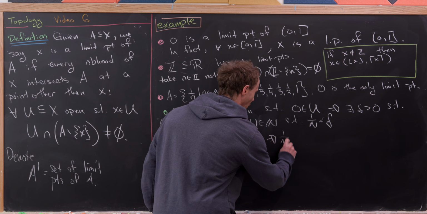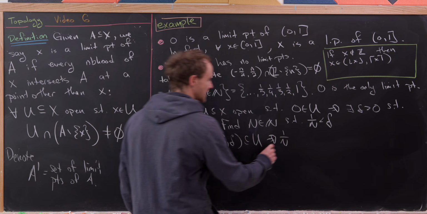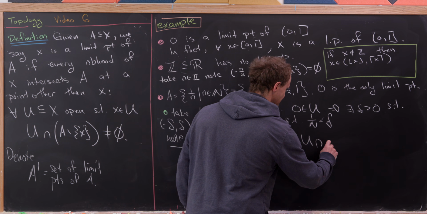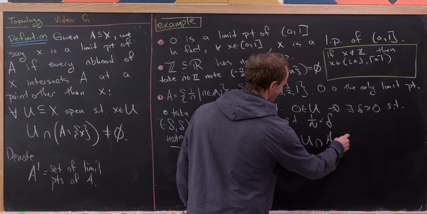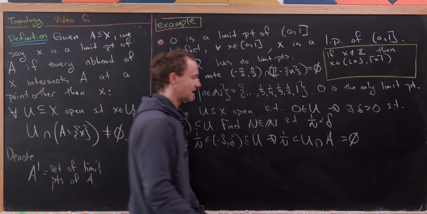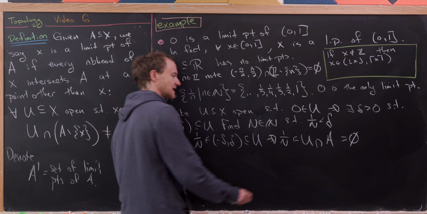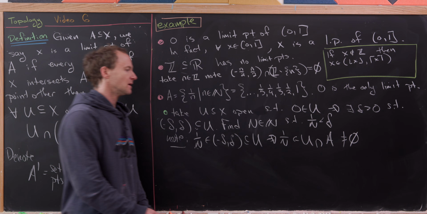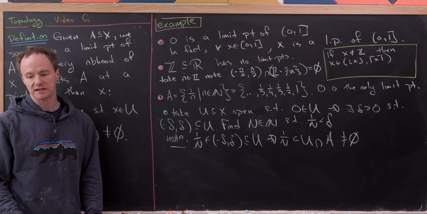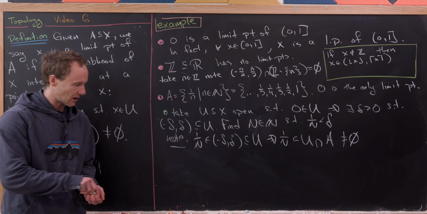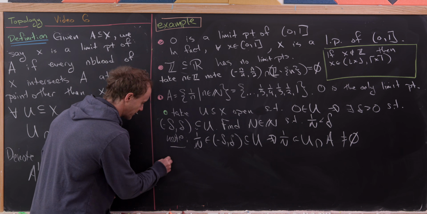That tells us that 1 over n is inside of U intersected with A. But I guess A minus 0 and A are the same here, since A does not contain 0. But I guess that's the condition that we needed for 0 to be a limit point. Now let's see what else we have to prove.